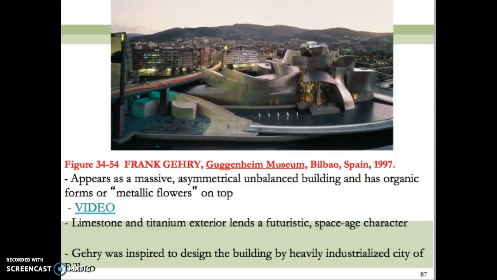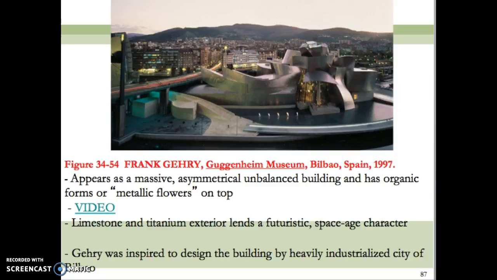So this is his design for the Guggenheim Museum in Bilbao, Spain. Do not get this confused with the Guggenheim Museum in New York City, which we are all familiar with. That was actually designed by Frank Lloyd Wright, our other buddy that we studied last chapter. So don't get those two confused. And this is very futuristic looking. It's made of titanium.